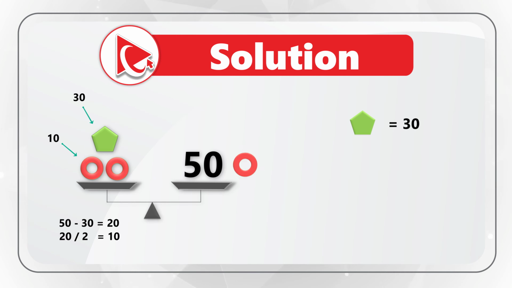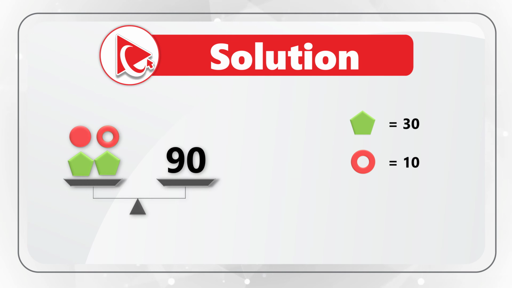On the next scale, we have 2 pentagons, 1 circle, and 1 bagel, and the combination of these shapes equals to 90. Let's do the math. 30 plus 30, which is the value of 2 pentagons, plus 10 equals 70, which means that the circle equals 90 minus 70, which equals 20.